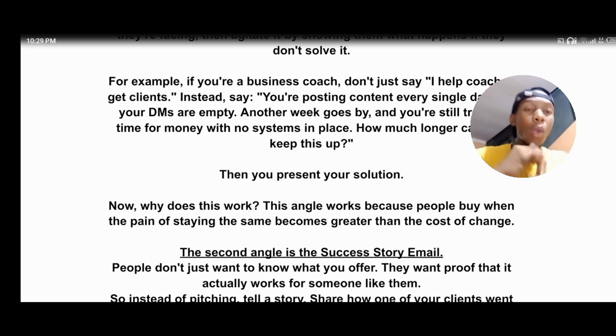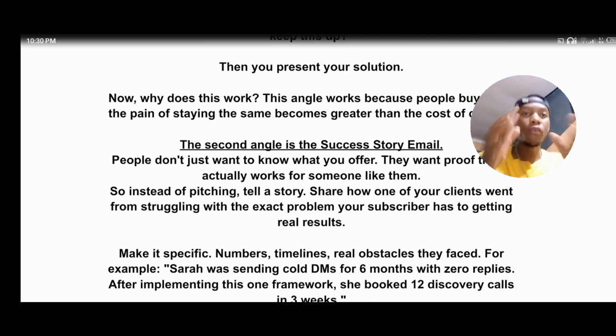Now, why does this work? Why does this angle work? This angle works because people buy when the pain of staying the same becomes greater than the cost of change, which is what this angle does, okay? It makes them feel the pain of staying the same, and it amplifies it, showing that if they still want to stay the same, it is going to cost them something, okay? Moving down to the second angle, which is the success story email.